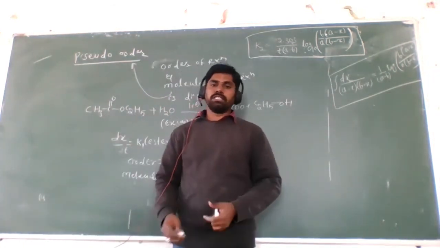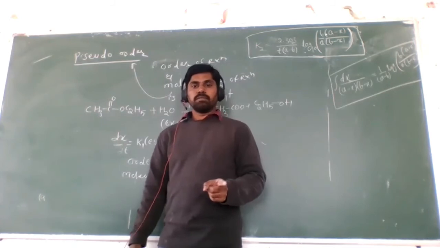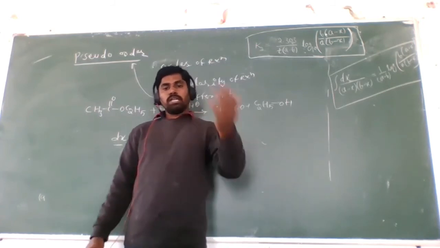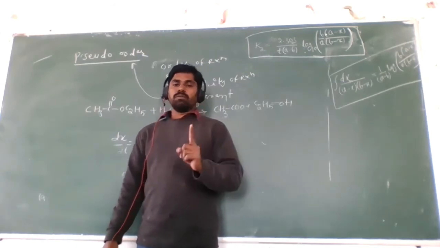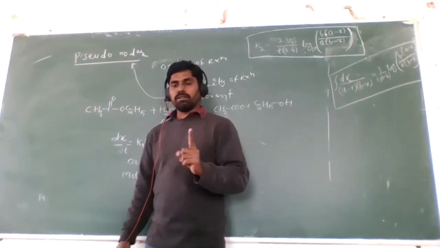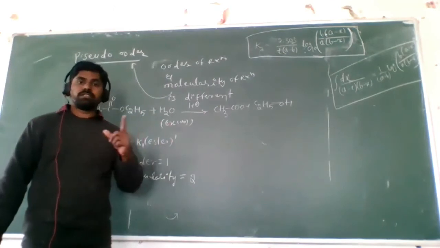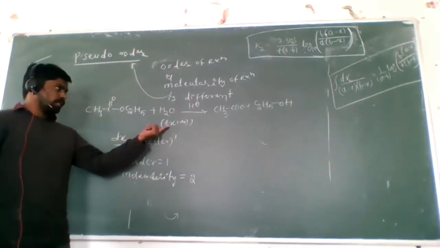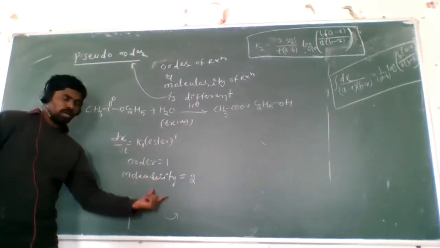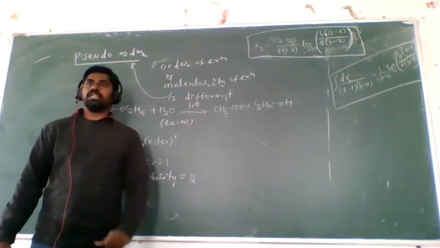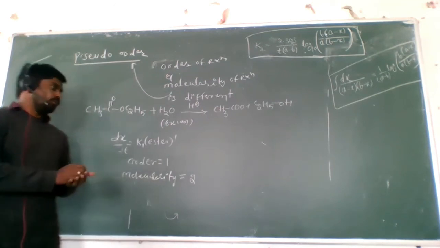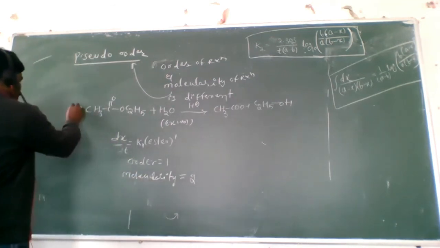Pseudo first order reaction means a reaction in which two or more than two reactants participate, the order of the reaction is 1, but molecularity is 2. Is this clear? Order is 1, molecularity is 2. So this kind of reaction we call the pseudo first order reaction. Do you understand? Right. I will go for the next example. This was the first example.